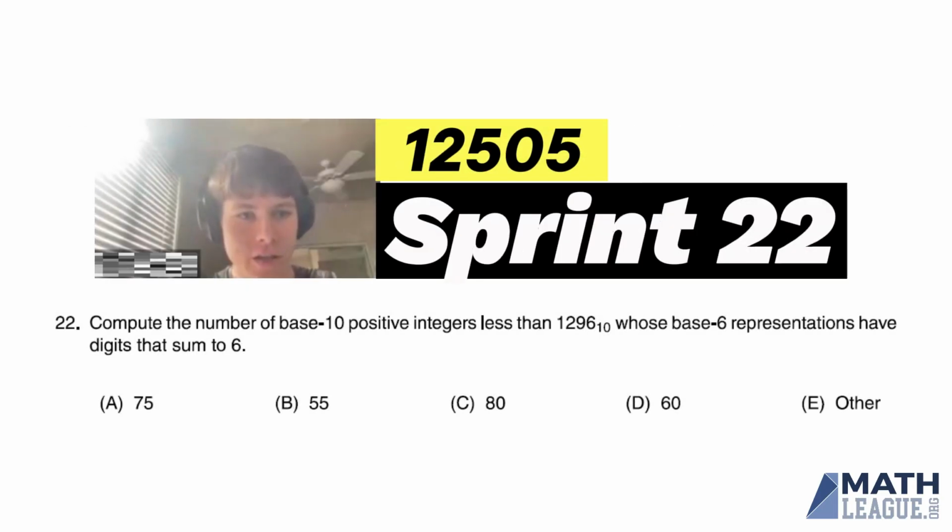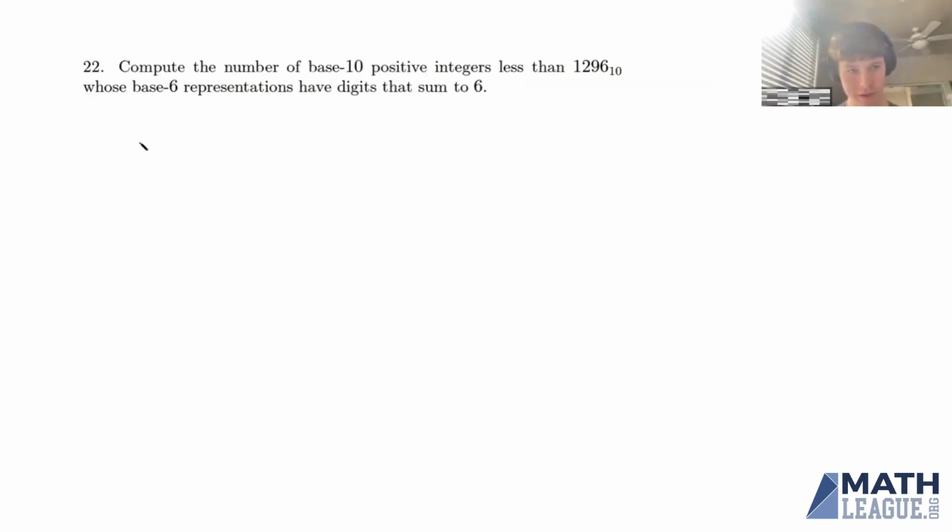So the question asks, compute the number of base 10 integers that are less than 1,296 base 10, whose base 6 representation have digits that sum to 6. So I think the way that we can think about this is, firstly, you might notice that 1,296 in base 10 is 6 to the fourth. So this means that for these numbers that we want to look at, they're going to have at most 4 digits, because 6 to the fourth would have 5 digits in base 6.